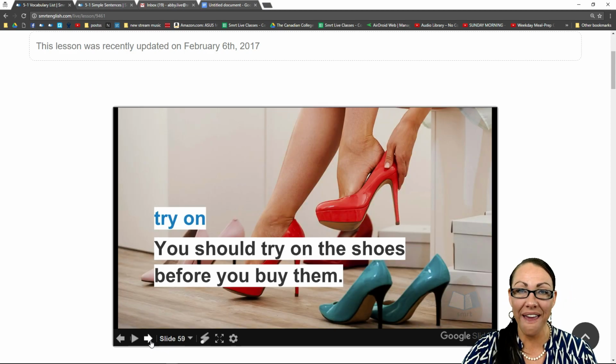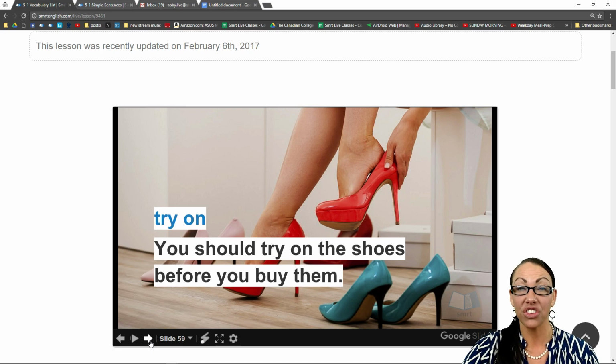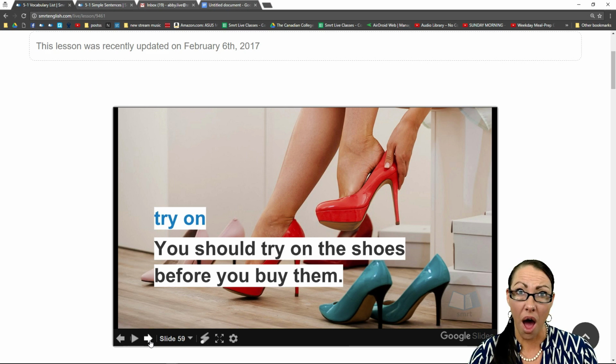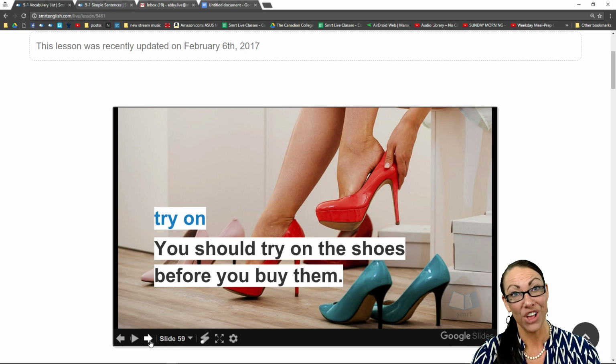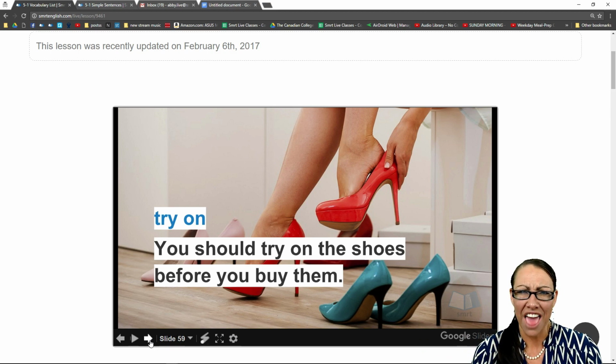All right, try on. So you should try on the shoes before you buy them. So we know with this vocabulary, it's largely about shopping and purchasing. And certainly when you go to buy shoes or clothes, you don't want them to be too tight. You should try them on before you buy them. So try on just means to put on, make sure that the clothes or the shoes fit.